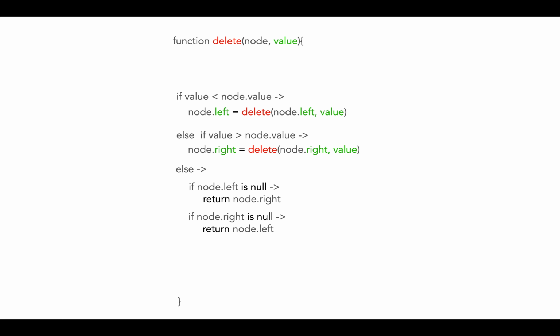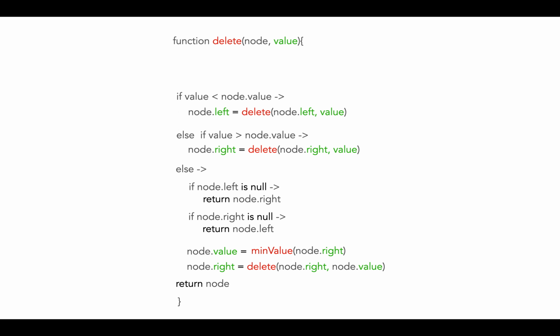The first case, if node.left is null, also covers the case when the node we want to delete is a leaf node. Because in that case too, it will return node.right, which will be null. So the value to be deleted will get replaced by a null or a none value. Now, this is the third case when we have both children. So we find the minimum from the right subtree, we assign it as the node's value, and then we delete it from the right subtree.